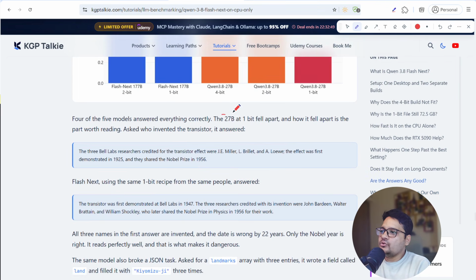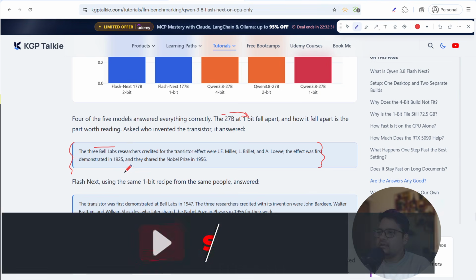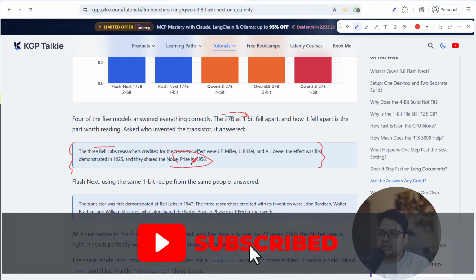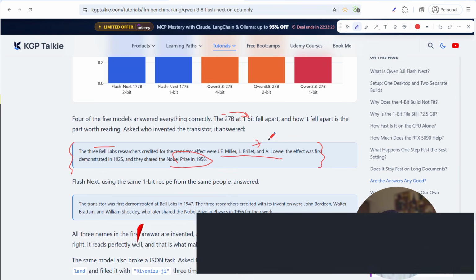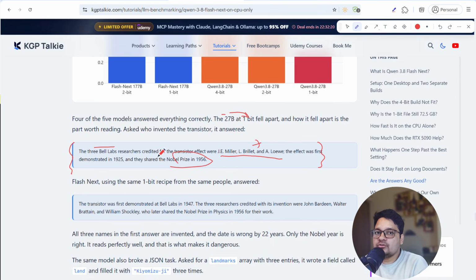So I used the 1-bit quantized 27 billion parameter model to understand how its answer is going to be. Okay, so here is the answer. A simple question was there: who invented the transistor? And the answer was like this. Bell Lab was fine. Nobel Prize in 1956 is fine. Thereafter, you are going to see all these names, and they are fake names. Basically, this particular model hallucinated so well that if someone does not know, the person can believe it. And I'm talking about the 27 billion parameter model with 1-bit quantization.